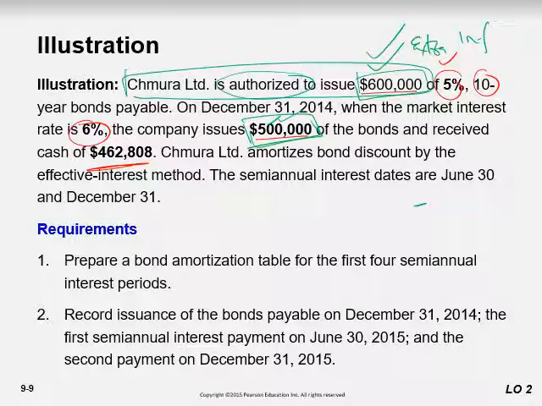Here, this is the data, and they are paying semi-annual interest, and semi-annual interest payments are on June 30 and December 31st. So first of all, you have to make the first 4 semi-annual interest periods, right? It means for 2 years you have to make an amortization table, and then you have to record the entries for 2 years as well. Let's talk about it and solve.